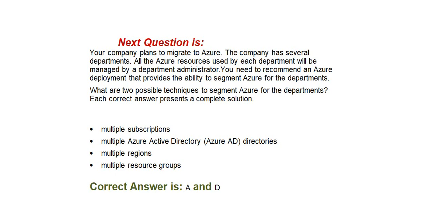Option A, multiple subscriptions. Option B, multiple Azure Active Directory directories. Option C, multiple regions. Option D, multiple resource groups. Correct answer is option A and option D, multiple subscriptions and multiple resource groups.